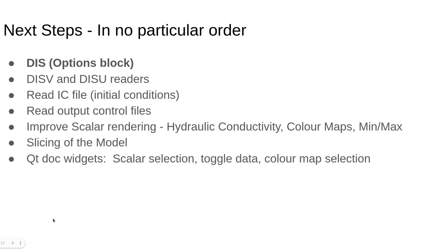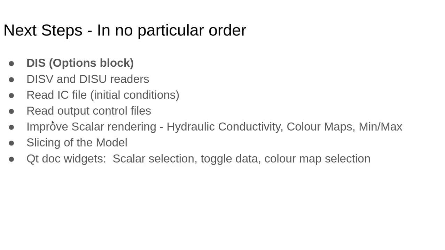So the next step is maybe doing an options block. I don't know if it's actually worth it to do it right now, but another very, very important thing is for me to actually do the dis-v and dis-u readers. And then once I have that, I think I have enough of a skeleton for my project to start reading in things with color. So that would be the IC file. This is where we have our initial conditions, things like the initial saturation of the model, the boundary condition, or the hydraulic conductivity.